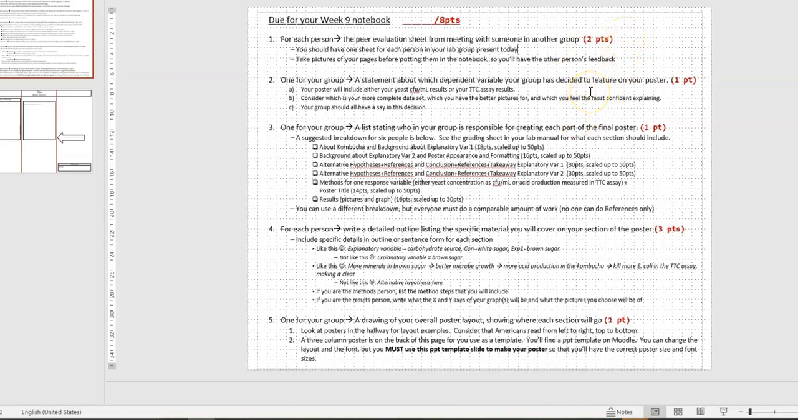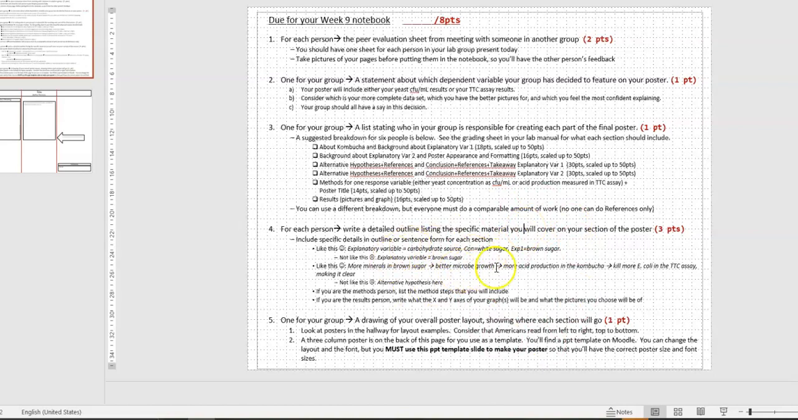Then you're going to write down which of the 2 response variables your group decides to include on your poster. Then you're going to figure out who is writing which part of the poster. You want everybody to have about the same amount of work to do. We'll talk about that in a second. And then once you know which part everybody is writing, then you're going to each individually write an outline about what's going to be in your part.